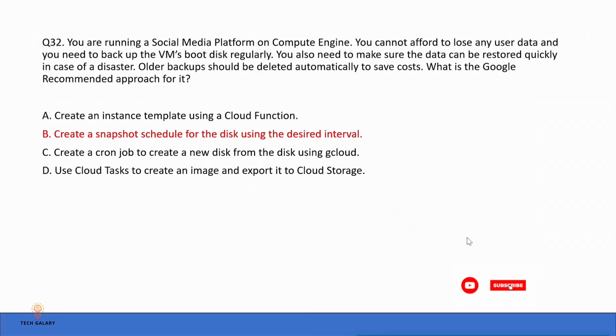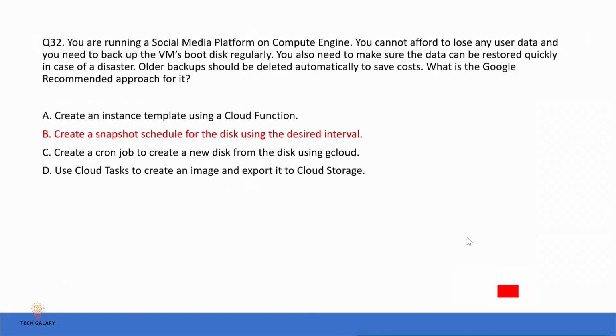Now, let's take a look at option D. Use Cloud Tasks to create an image and export it to Cloud Storage. For this scenario, there is no need to create a Cloud Task. Using Cloud Tasks to create an image and export it to Cloud Storage is not the recommended approach for this scenario. Cloud Tasks is a task queue service and it is primarily used for distributed task processing. So it is not designed specifically for disk backup and restore operations. For regular backups and data restoration, this option is not feasible. So option B is the correct one.